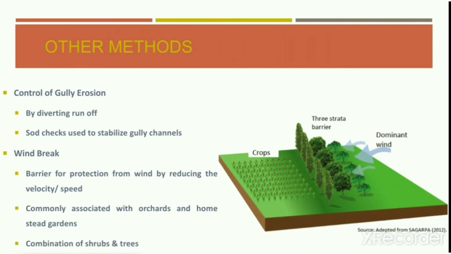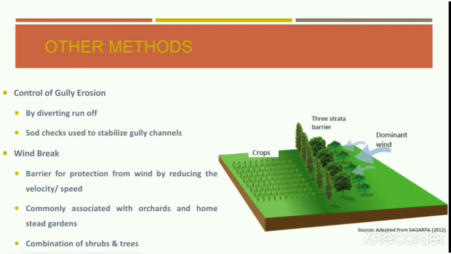Among the other methods, the control of gullies and windbreaks are commonly practiced. Gully control by the diversion of runoff has proved to be an economical measure. The best method of controlling the existing gullies is to re-establish the vegetation. Sod checks are frequently used to stabilize the gully channels until intervening areas become vegetated. Two of the most important types are the sod strip and eroded earth fills.